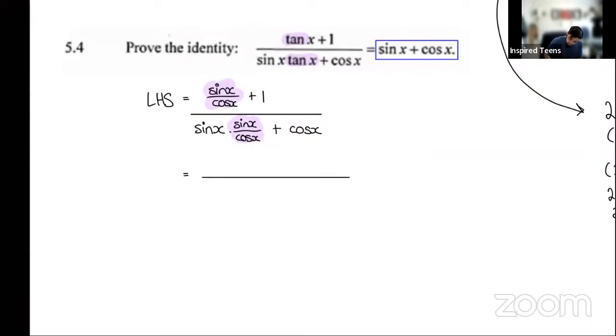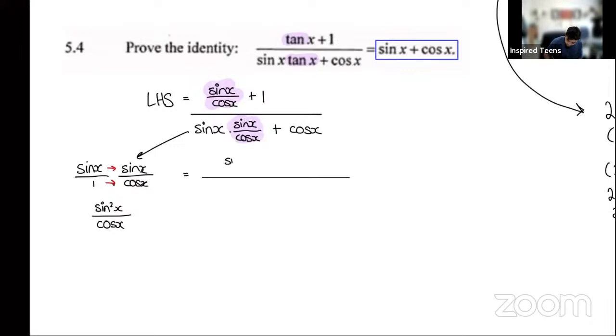So sine x times sine x over cos x is like having sine x over 1 times sine x over cos x. Okay, and we multiply in a straight line, so that becomes sine squared x over cos x. Okay, so I can simplify that, right?